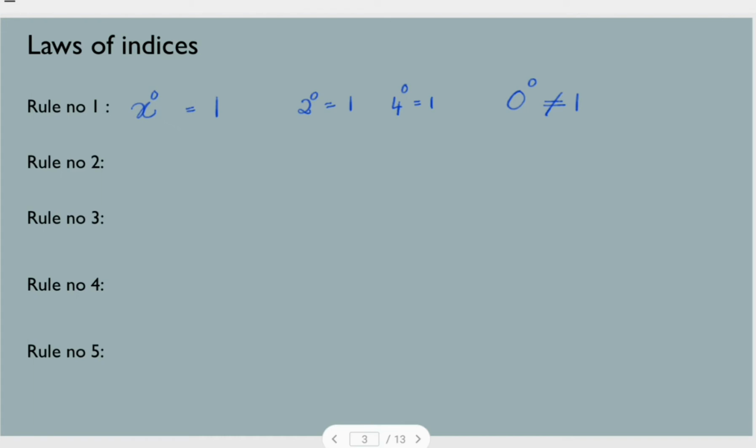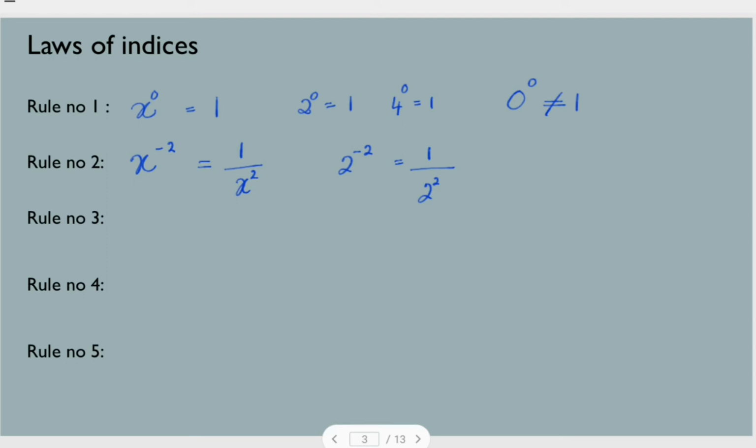The second rule is when you get a negative power or a negative index, let's take x to the power minus 2. In that case, if you want to remove the minus sign, you can take the reciprocal of this number. So I'm bringing 1 to the top and x to the power 2 to the bottom to make it positive. As an example, 2 to the power minus 2 is equal to 1 divided by 2 to the power 2.